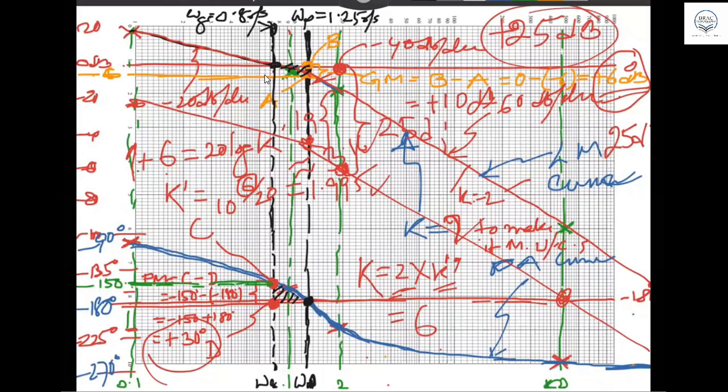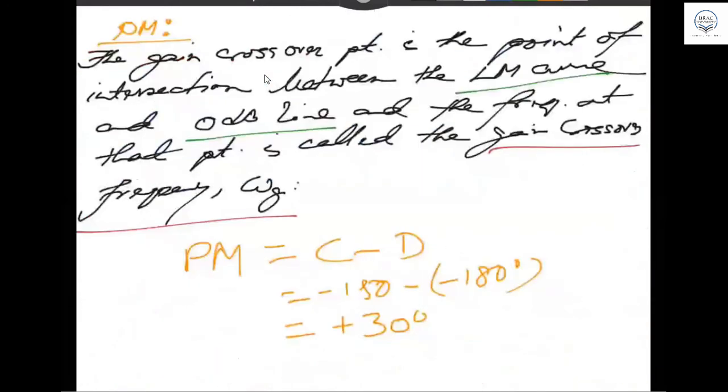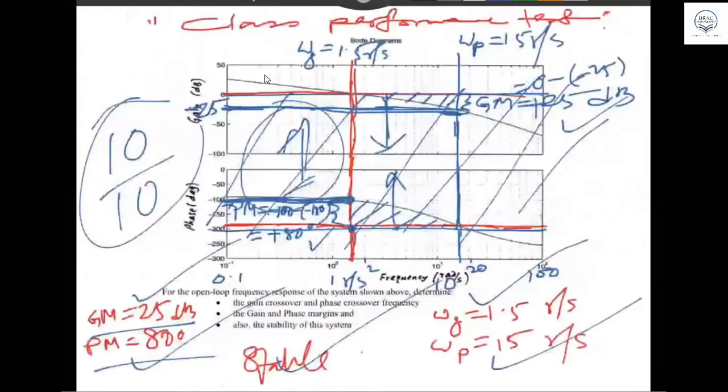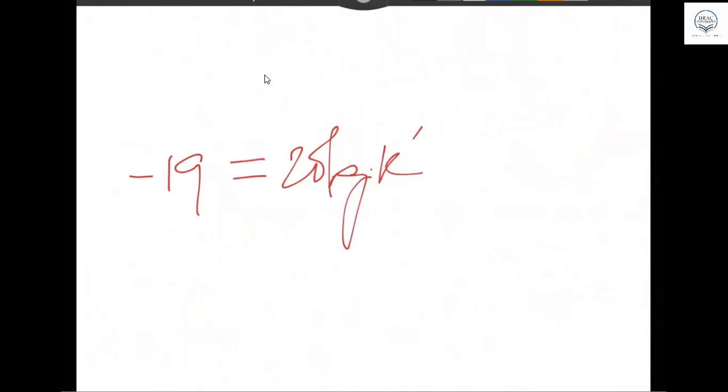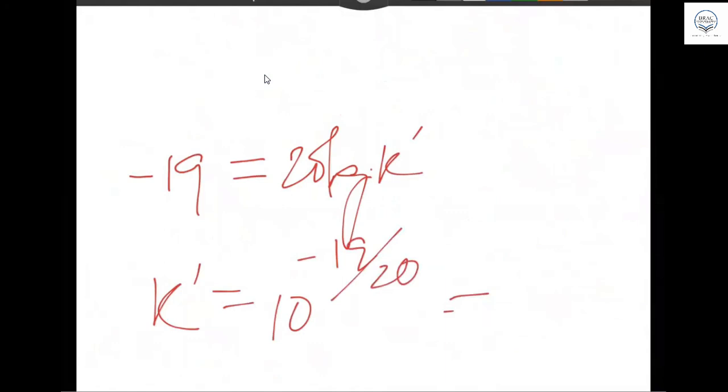Atikur Rahman, do you understand it? Yes, sir, now I got it. Now you got it. Now shifted down by 19. Since you shifted down, that's why it will be minus 19. What Adnan told me, the equation is minus 19 equal to 20 log of K prime. So he got K prime equal to 10 to the power minus 19 by 20. What did you get, Adnan? Sir, 0.1. All of you got the answer 0.1.